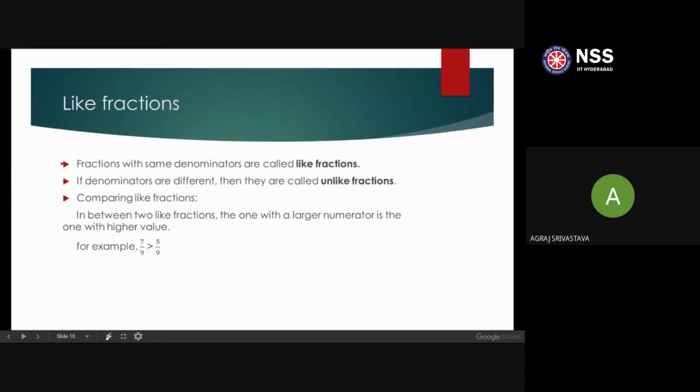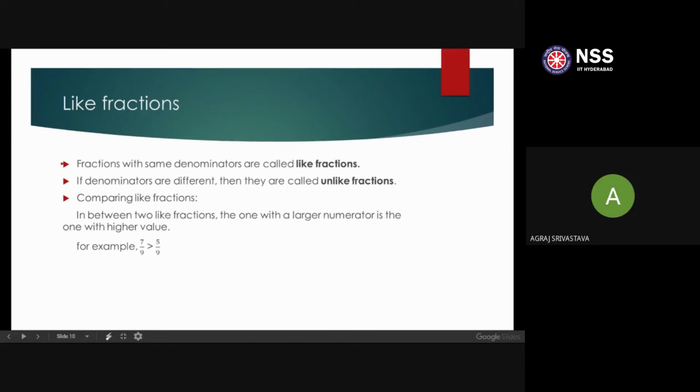Now, like fractions. Like fractions are fractions that can be directly compared, and this is only possible when they have the same denominator. If denominators are different, then they're called unlike fractions. So that's the counterpart. Same denominators, like fractions; different denominators, unlike fractions.